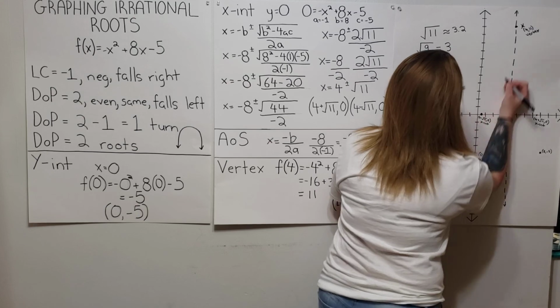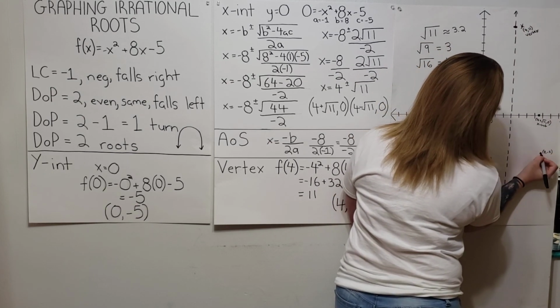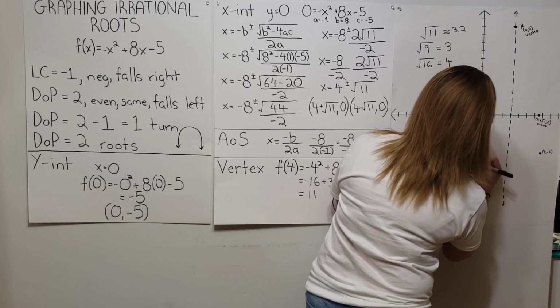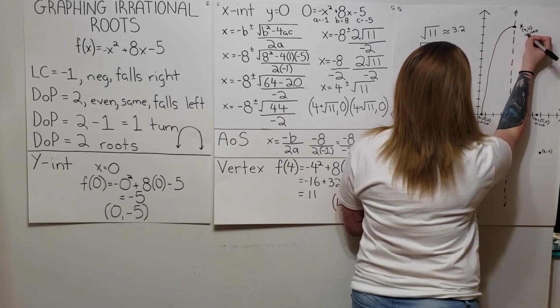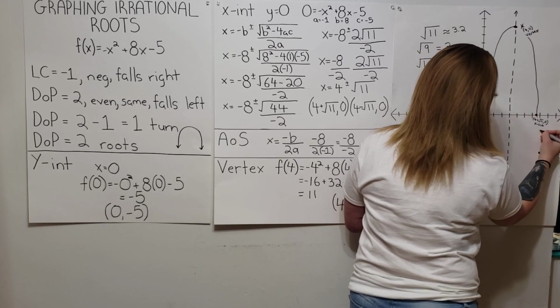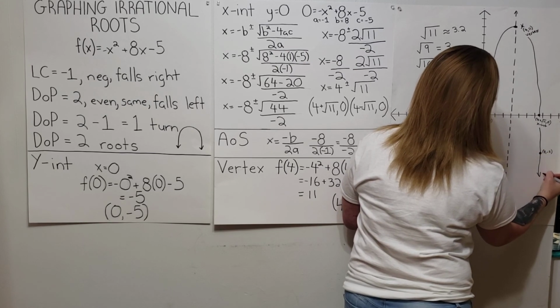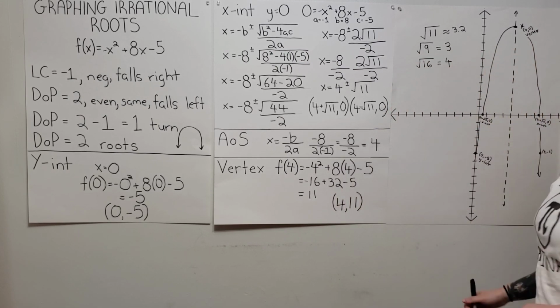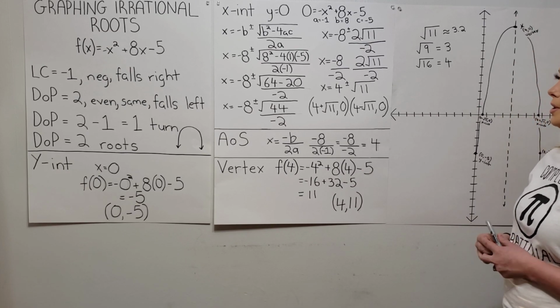I'm going to make my dots a little bit bigger so we can get a better drawing of our quadratic function with this distinctive parabola shape. And that is how you graph a polynomial with an irrational root.